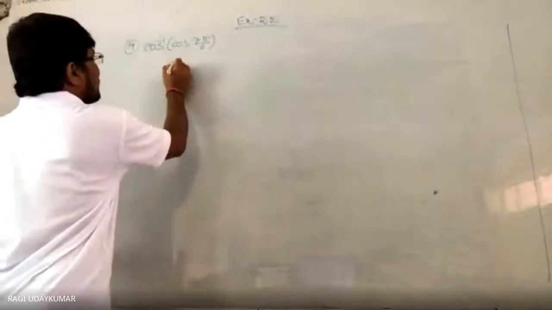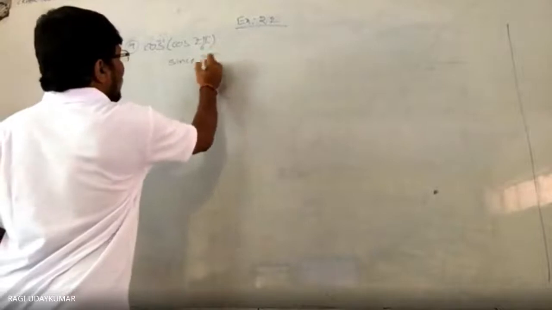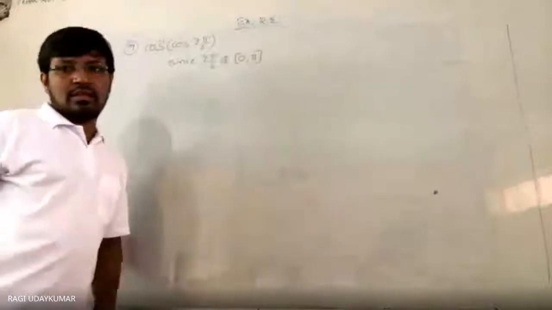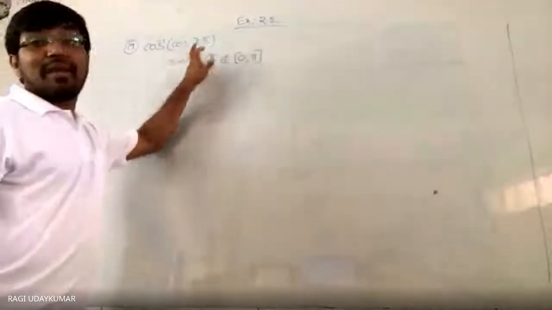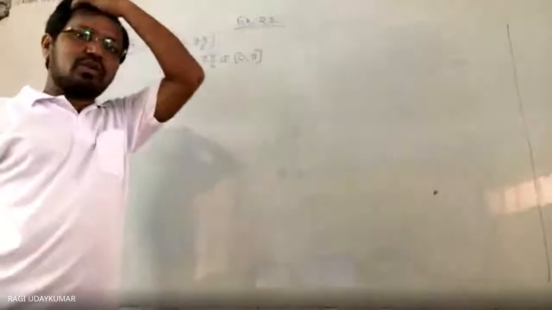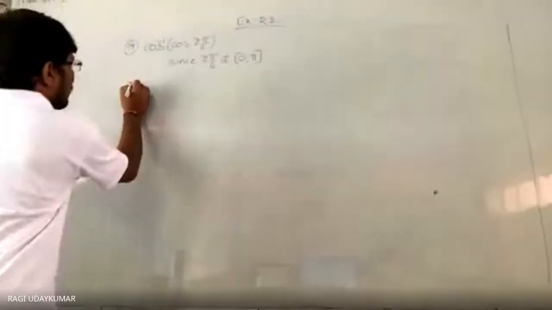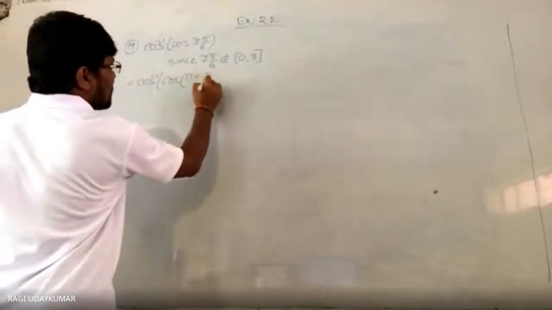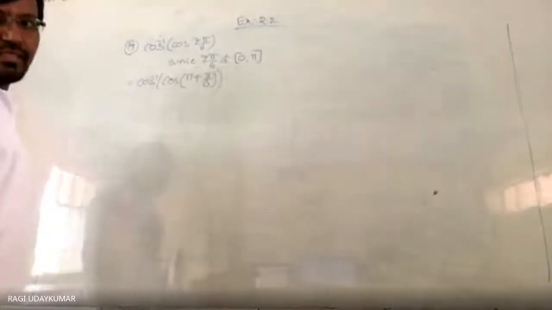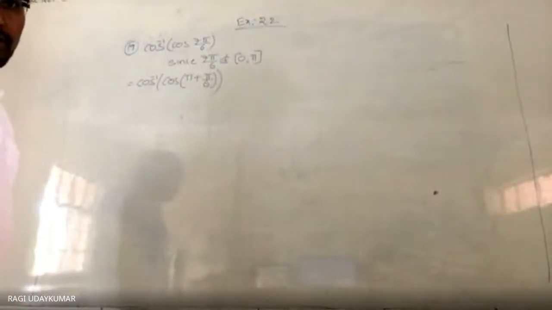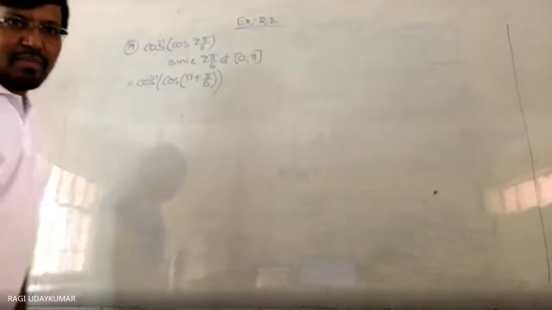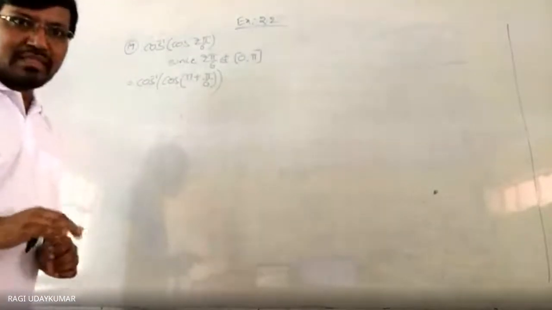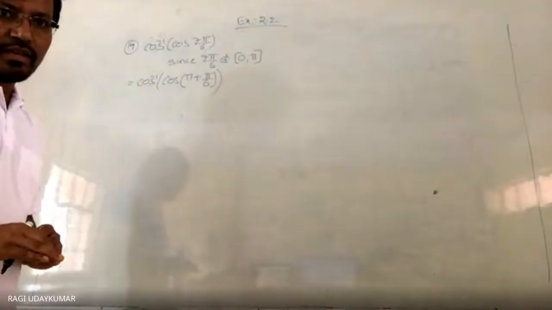Since 7 pi by 6 does not belong to the closed interval 0 to pi, it is more than pi. So you can write this in what form? This can be written as pi plus pi by 6. Can we write pi plus pi by 6? Yes, sir.